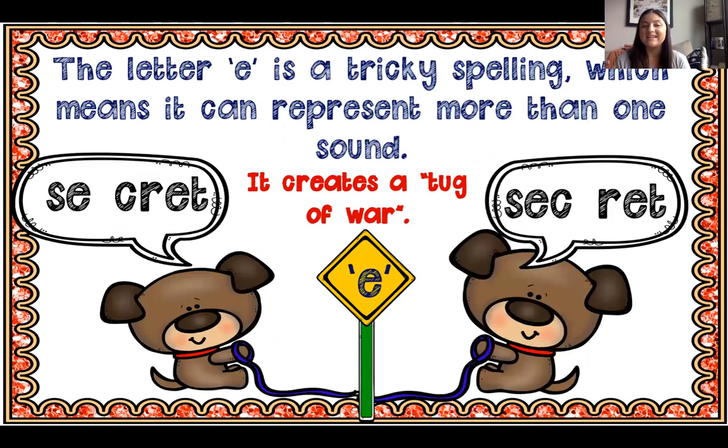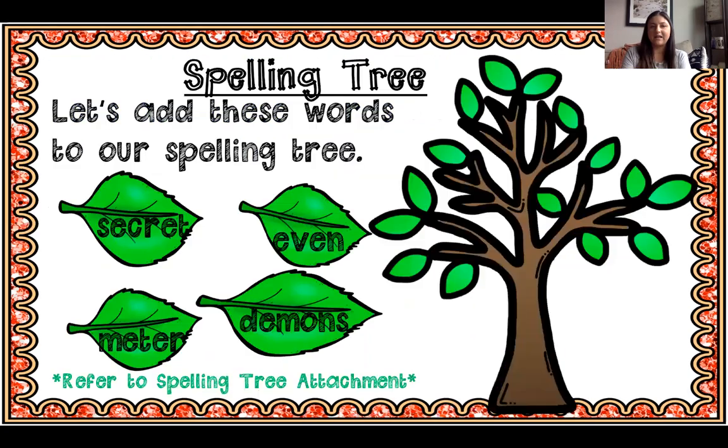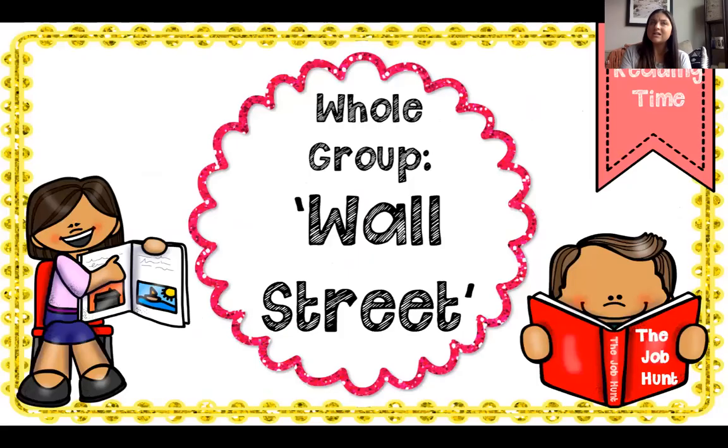The letter E is a tricky spelling. We know that it creates a tug of war. Here I have secret or secret. They're tugging a war. What sound does it make? It's really helpful if I say those words first to kind of try it out. Okay, am I going to be whispering a secret or a secret? That helps me decide how I'm going to read those words. Next up, we're going to jump right into our reading for today.